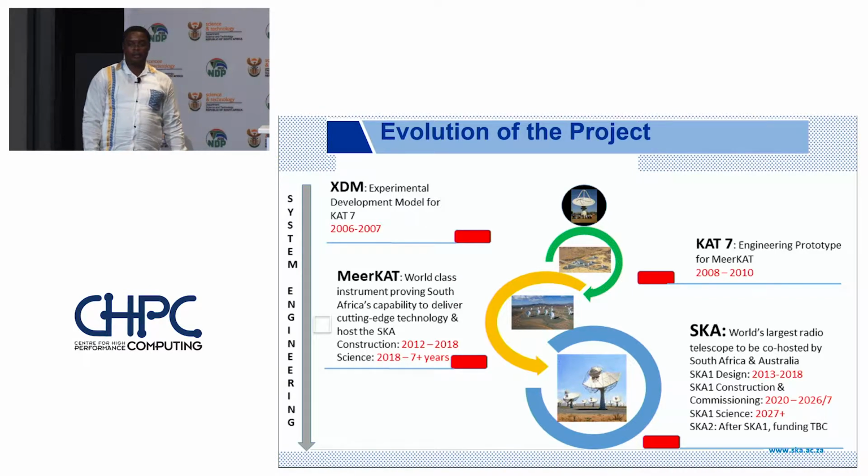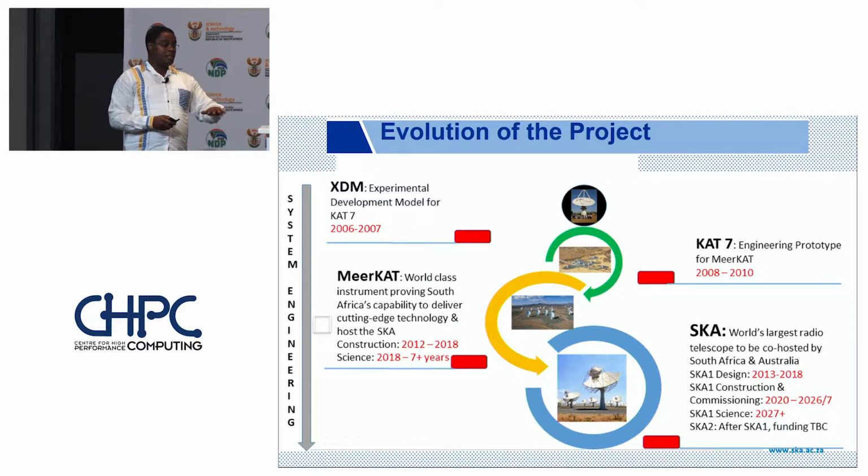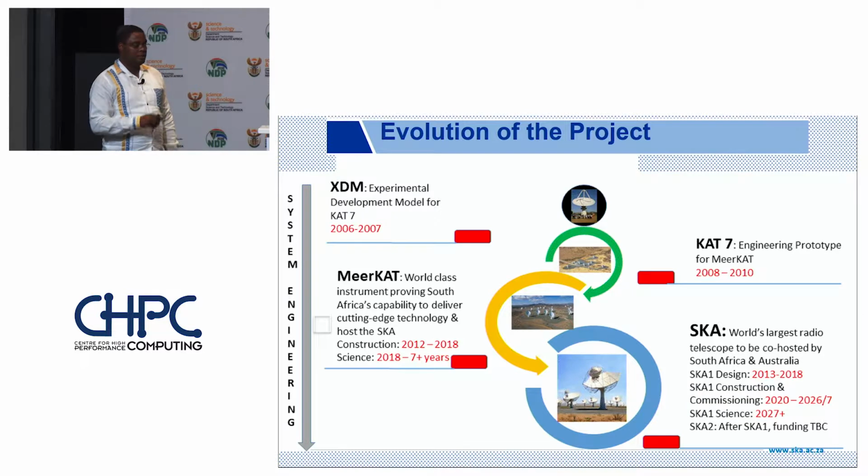So, the evolution of the project. A few people who worked on this project had worked previously on other projects that had mixed outcomes. So when they were asked, how would you approach this, they said, no, we're going to go very model-driven. So they started with the XDM in SARAO, in Hartbeespoort, where they built their first antenna to prototype what became KAT-7.